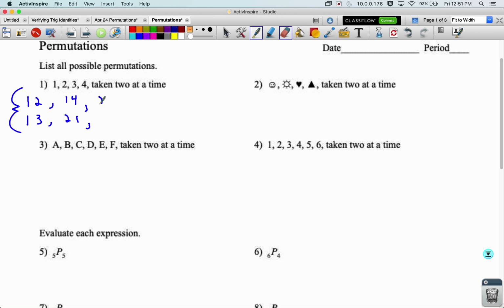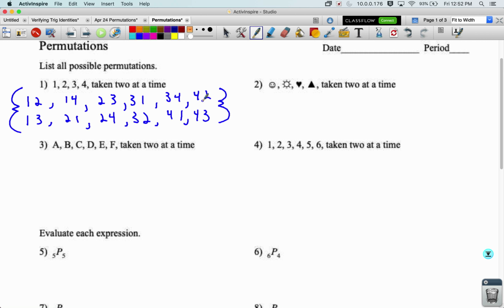Then we're going to have 2, 3. We don't do 2, 2. That doesn't count as a permutation. They don't repeat. Then we go to 2, 4. And then we move on to the 3, 1, 3, 2, 3, 4, 4, 1, 4, 2, 4, 3. Let's count them up. We've got 6 by 2, so 12. So 4 pick 2 should be 12.